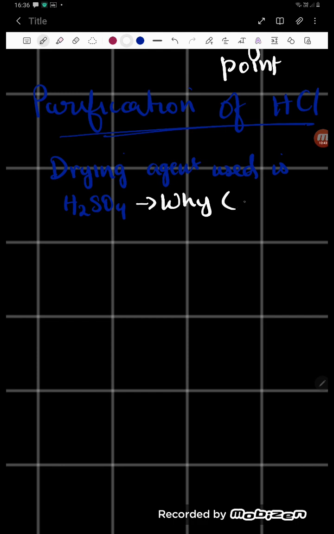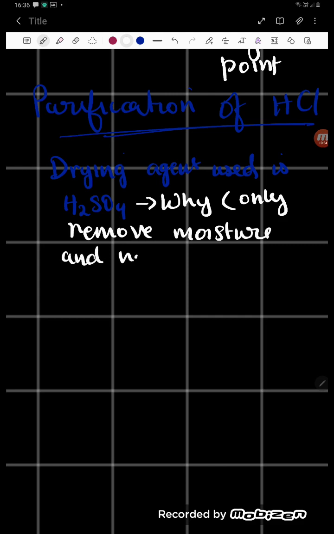a drying agent should only remove moisture and it should not react with HCl. That's what it means. So it should not react with HCl. Hence the drying agent used is H2SO4.